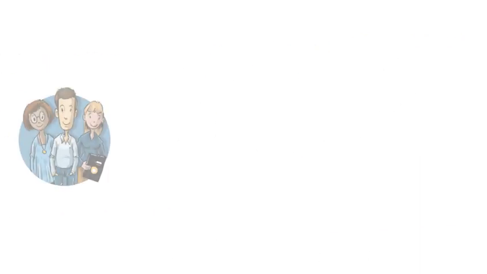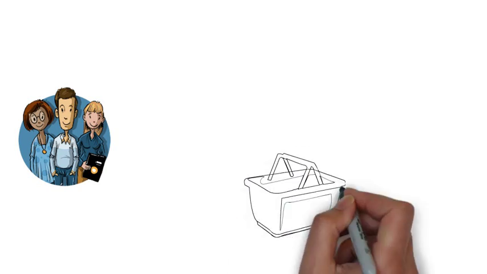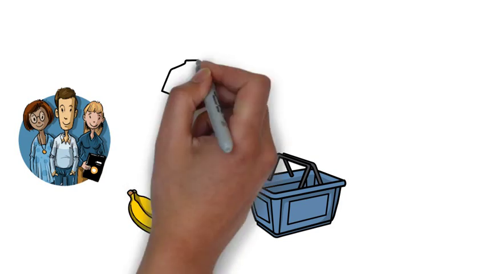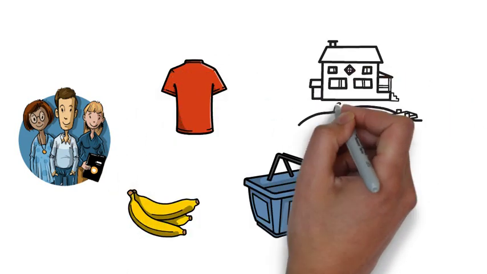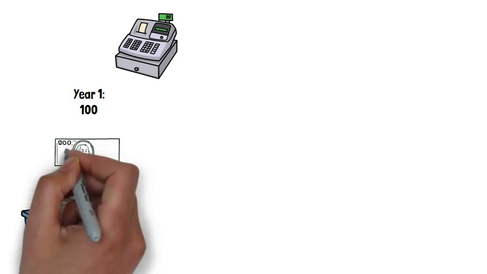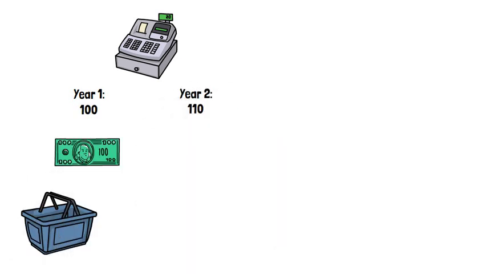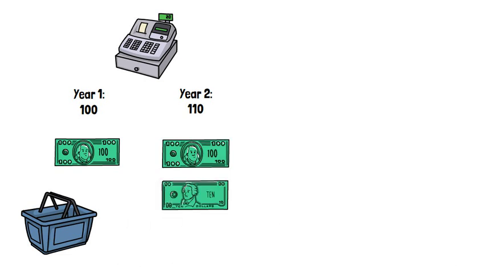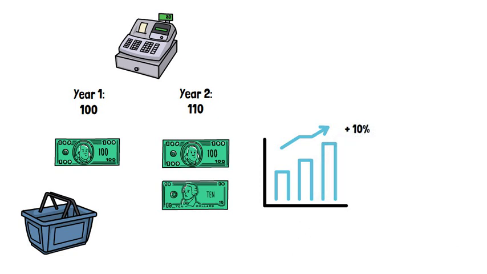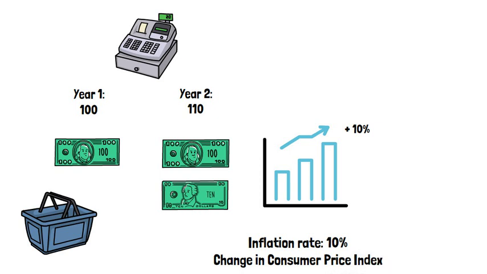To calculate the inflation rate, economists first determine the typical basket of goods and services an average person buys. These include people's spending on food, clothing, housing, and everything else they consume. They then calculate the price of this basket. For example, if in year 1 the basket cost $100 and in year 2 it cost $110, then the general price level in the economy has gone up by 10%. This is what we mean by the inflation rate, or the change in the Consumer Price Index.